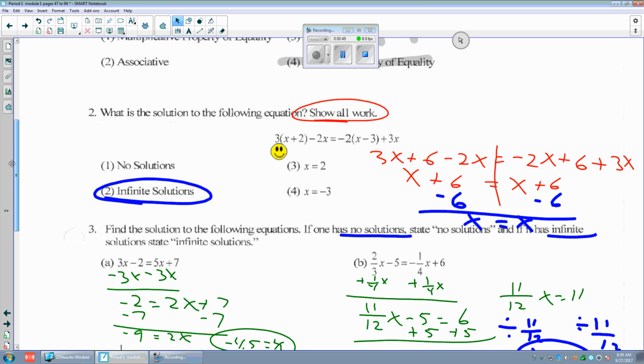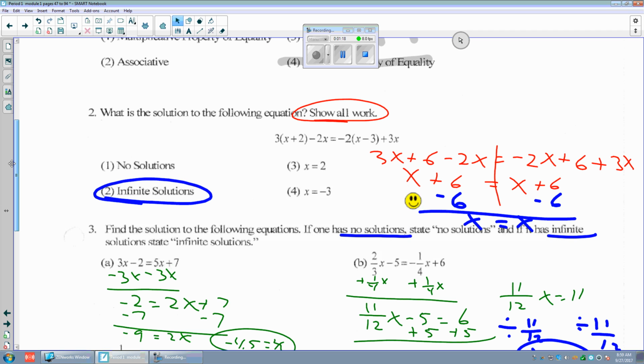Okay, what's the solution to the following equation? Show all work. The first thing I did was distribute, like I said up there, distributive property. So we get 3x plus 6 minus 2x. We don't distribute to the minus 2x. Remember that negative 2 times negative 3 is positive 6. On the same side of the big line, that's where we combine like terms. 3x minus 2x is just x. On the right-hand side, negative 2x plus 3x is just x. So there we go. We subtract 6 from both sides, and we're left with x equals x.